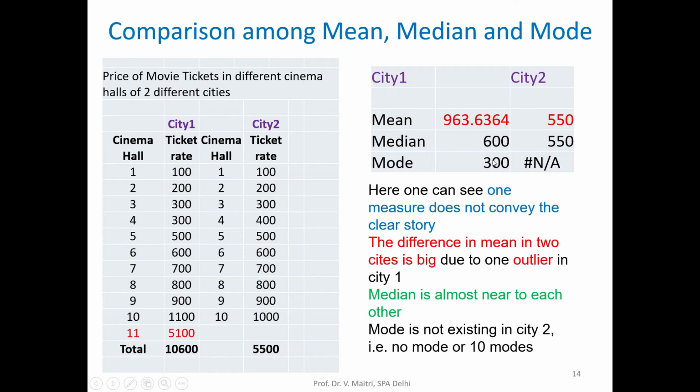While the mode in the first city is 300 because it appears 2 times, in city 2 no value is repeating, so we cannot find a mode, or you can say there are 10 modes, each value is a mode itself. So that's how we can compare. That covers the mathematical measure of central tendency, and the locational measures of central tendency, median and mode.